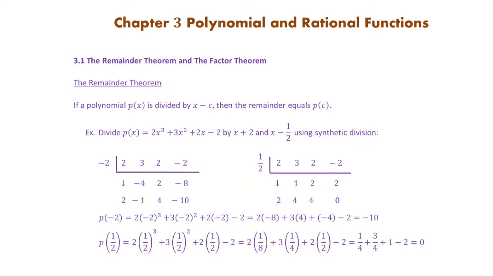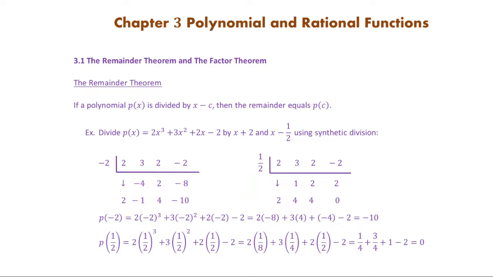So we want to divide the polynomial p of x equals 2x cubed plus 3x squared plus 2x minus 2 by x plus 2 and x minus 1/2 using synthetic division. So we need to do two synthetic divisions, one by x plus 2 and one by x minus 1/2. So let's just do it one by one. Let's do the synthetic division of p by x plus 2.